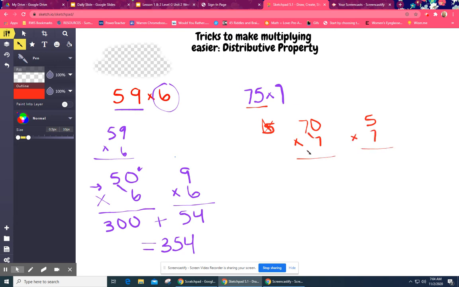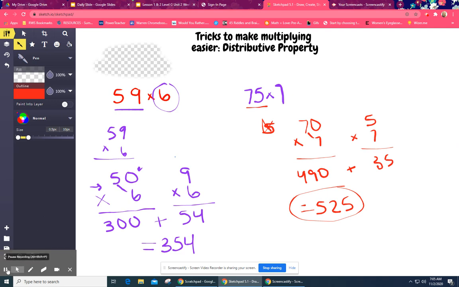So here you just do 7 times 7, which is 49, and add the 0 back to the end. So now it's 490. And then you'll do 5 times 7, which is 35. Add them, and that would give you 525. So again, that was super easy. We didn't really have to do much thinking. I'm going to pause this, clear the page, and do 2 more examples.